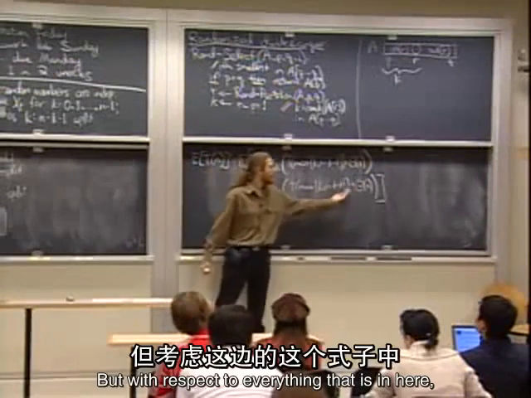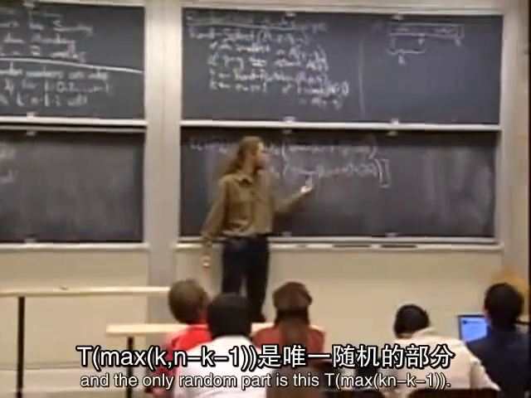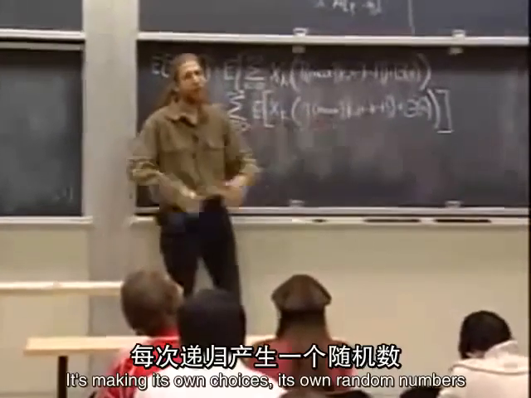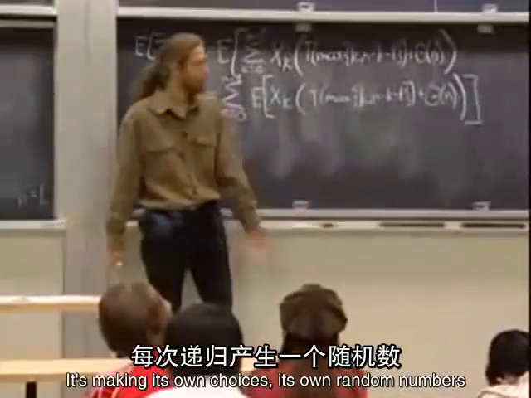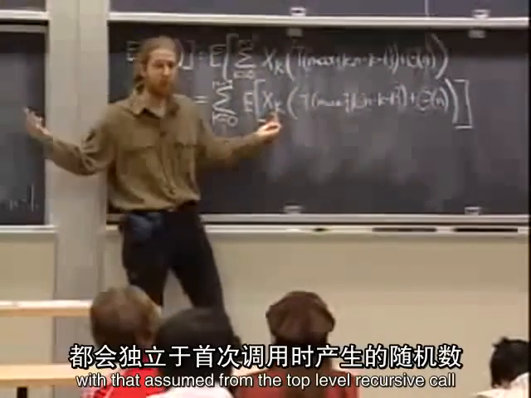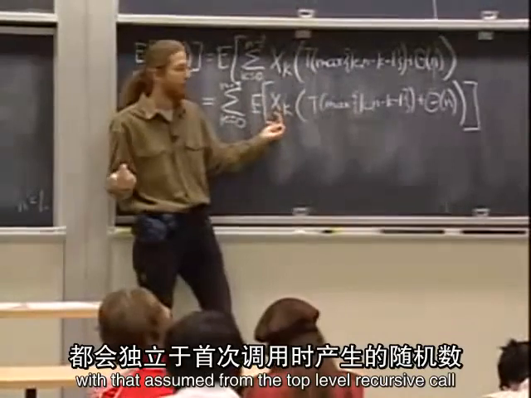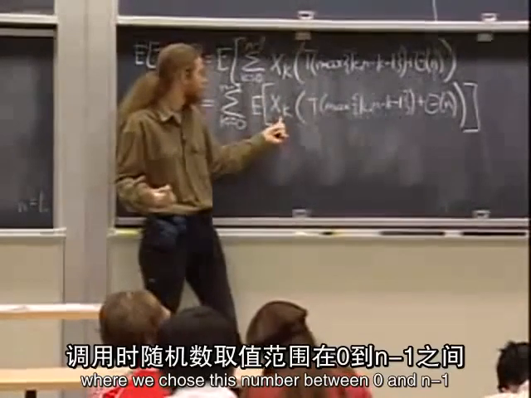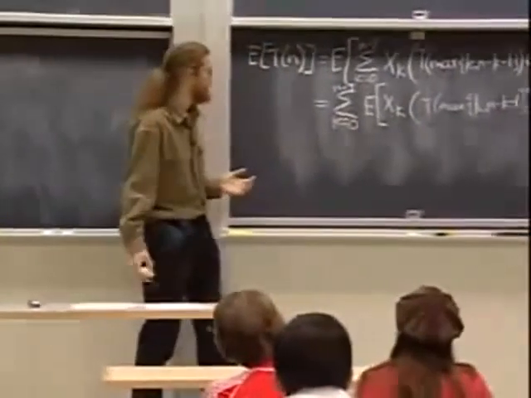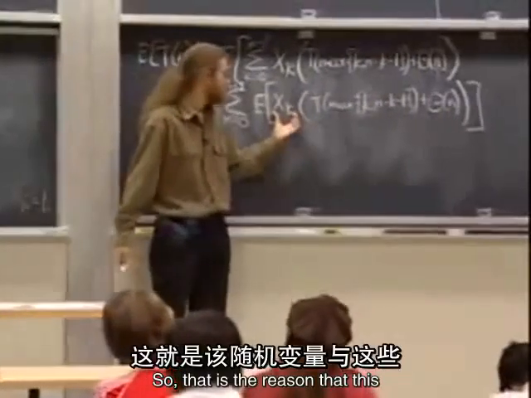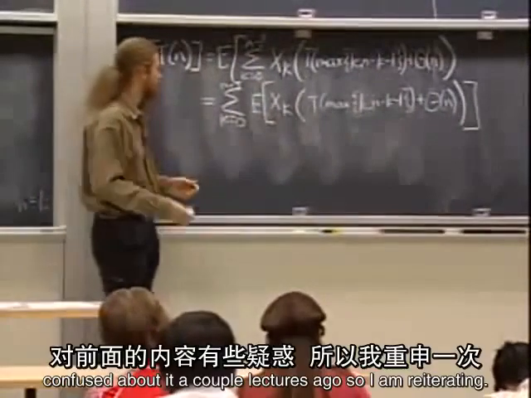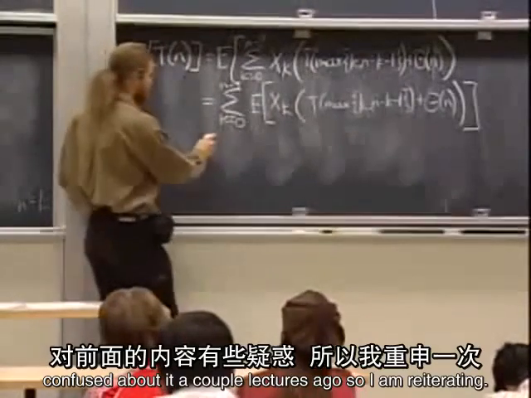But with respect to everything that's in here, the only random part is this T of max k, n minus k minus 1, and that's a recursive call. It's making its own choices, its own random numbers. So any random numbers that it chooses here are independent, we've assumed, from the top level recursive call, where we chose this number between 0 and n minus 1. So that's the reason that this random variable is independent from these. Same thing as quicksort, but I know some people got confused about it a couple lectures ago, so I'm reiterating.